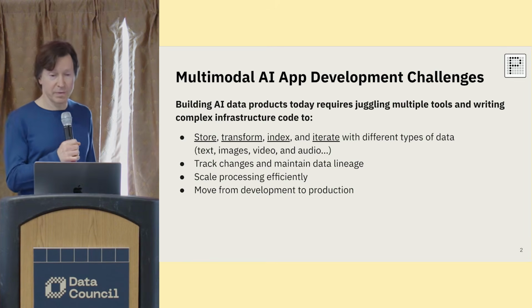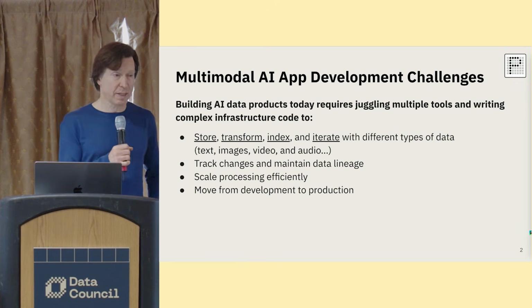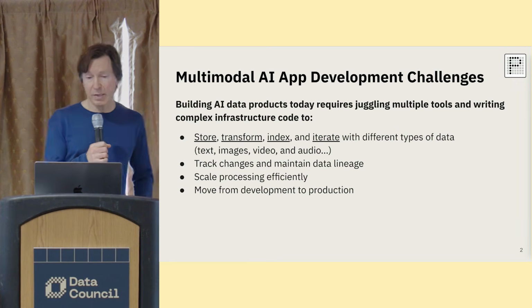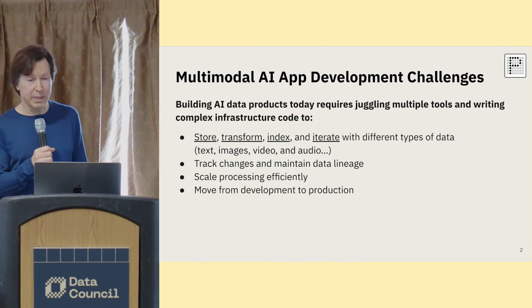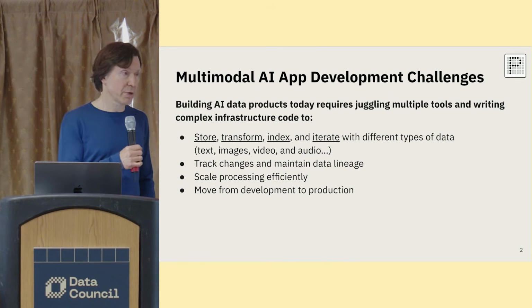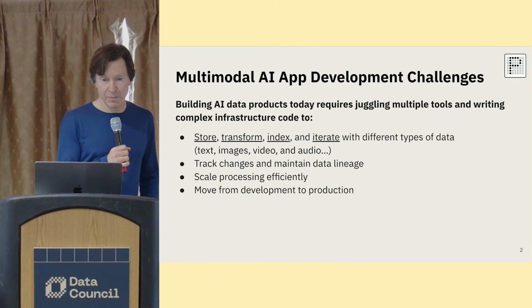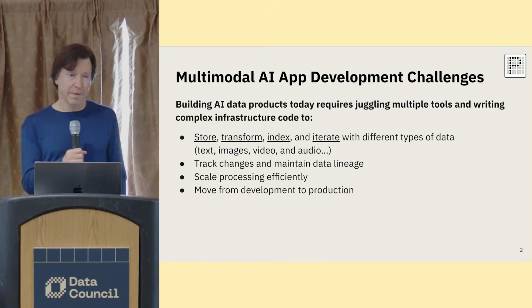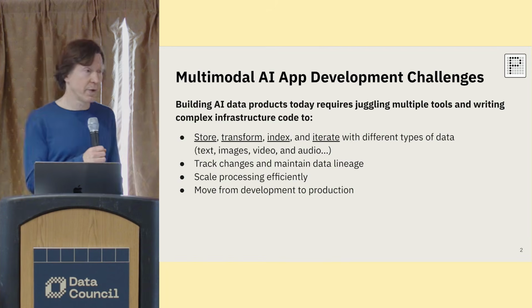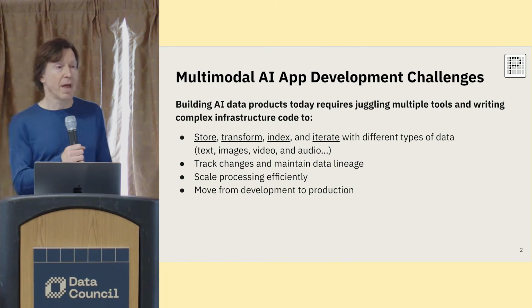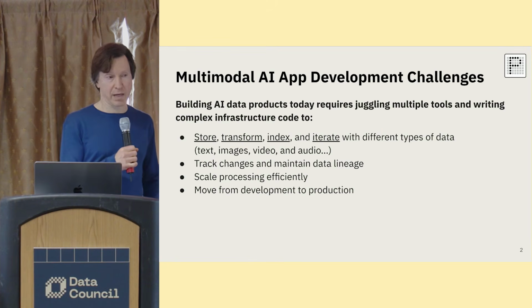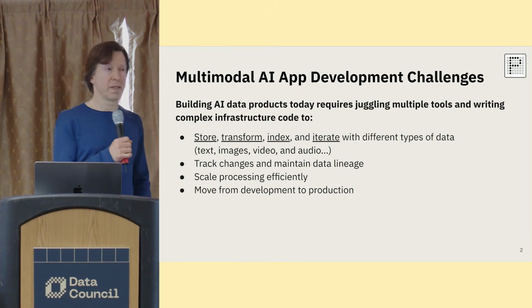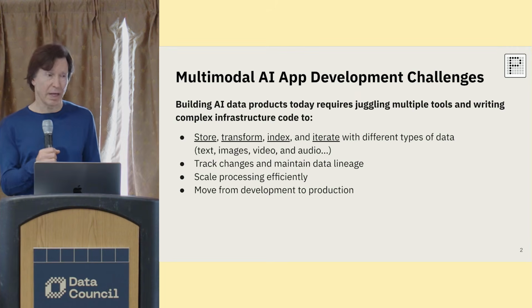When you do dataset curation, you have to track changes and track data lineage. You often have scaling issues when you're running in production at scale. Doing model inference is expensive. And also, typically, there is a break between doing development and prototyping and then running a system in production. And a lot of that break comes from the data infrastructure that you will be using.